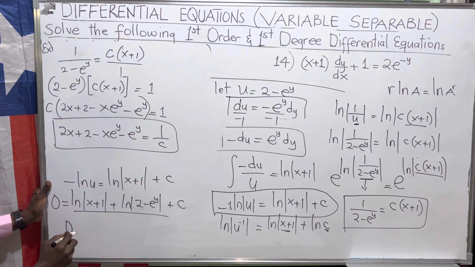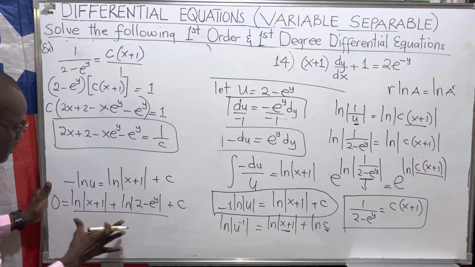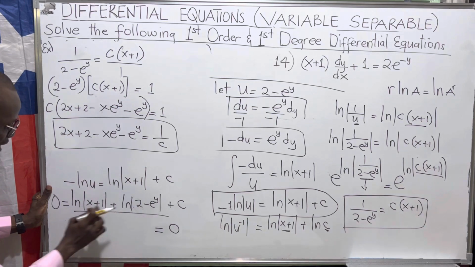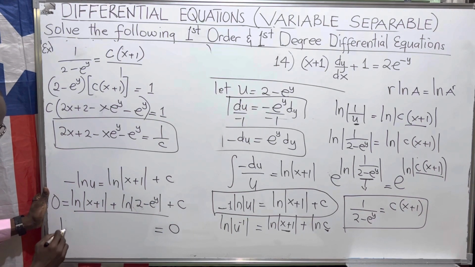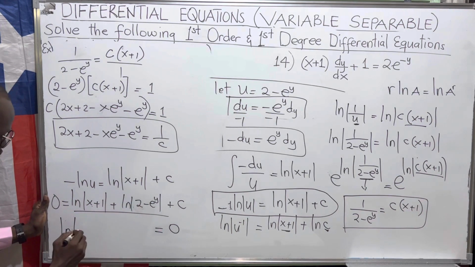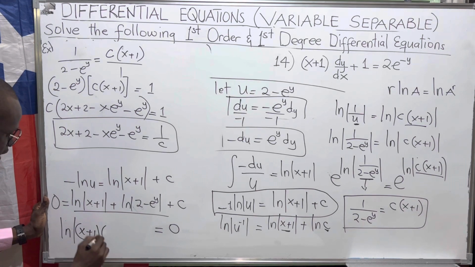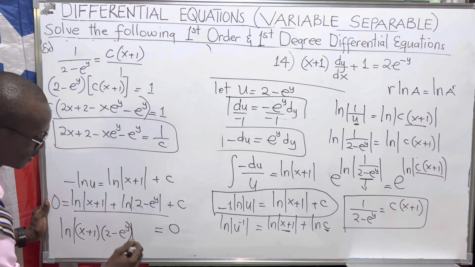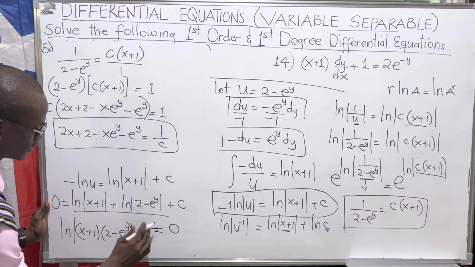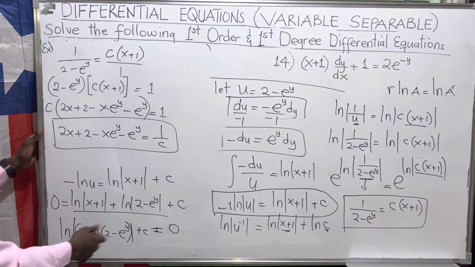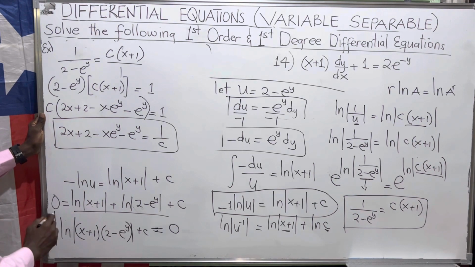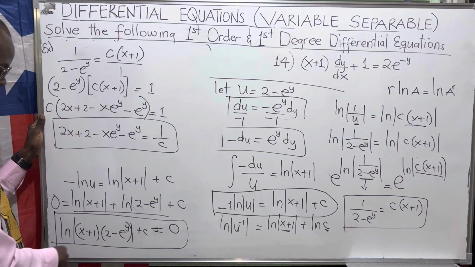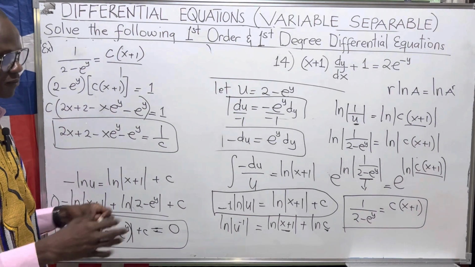So you have 0. Now, if 0 is equal to this, it means this is also equal to 0. So okay, we put the 0 on this side. So this and this is just like saying ln of this times this. So it's x plus 1 times 2 minus e raised to the power y, right? Plus c. So you can leave it like this, whatever way you want to do it. Or you can even send the c across and then you take e on both sides. It still gives you the same thing.